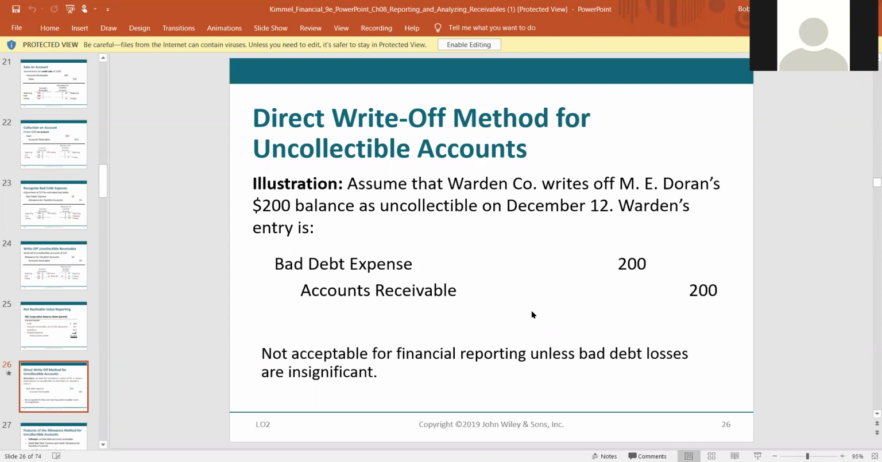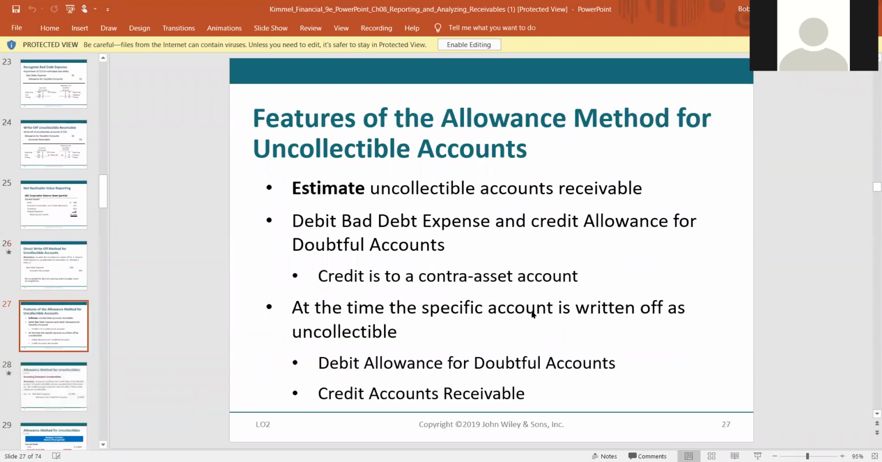Okay, direct method for uncollectible accounts. Now, here we go into the guts of the allowance for doubtful accounts. We have to estimate the uncollectible accounts receivable. We have to come up with a number. And once we come up with that number, we're going to write our one entry per month where we debit bad debt expense, credit the allowance. And that allowance for doubtful accounts, Laura, is a contra receivable account. At the time when the account is written off, you debit allowance for doubtful accounts, credit accounts receivable.